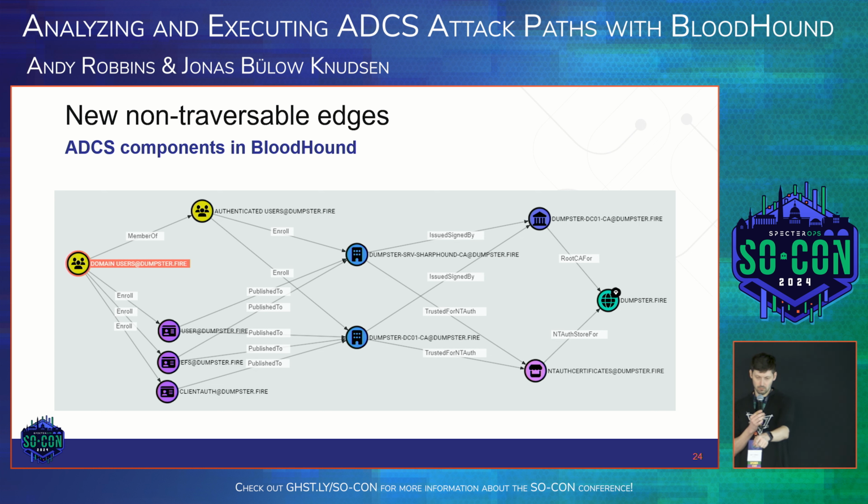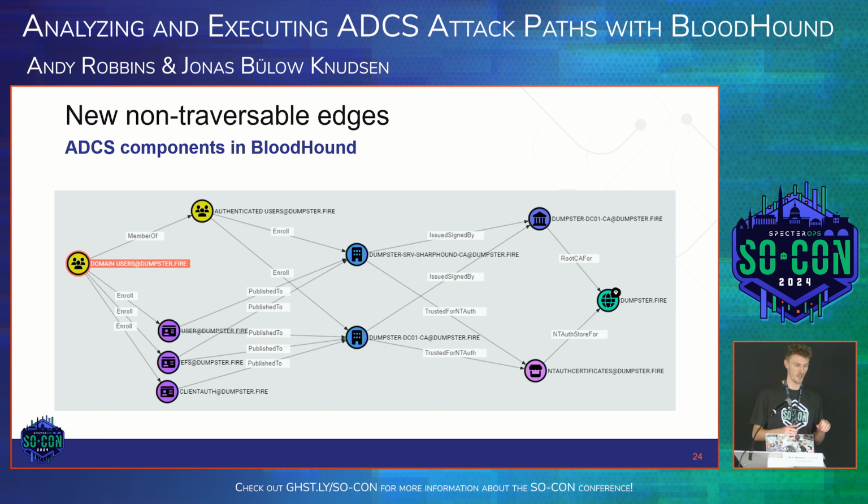So the enroll edges, and member of, are probably the only ones that are not post-processed. They're not created in post-processing. Publish 2 is also created at ingest. But the post-processing logic has a specific order, because we need the issued signed by edges and the trusted for NT auth edges to be created first before we can create the escalation one. So that's the first step.